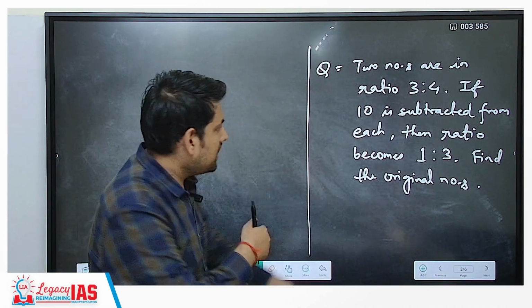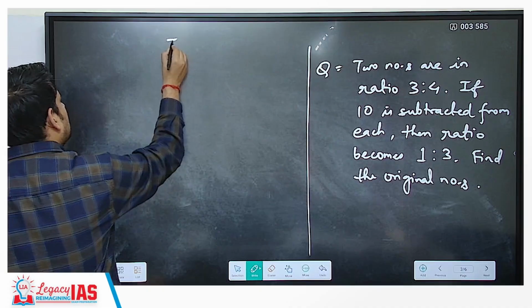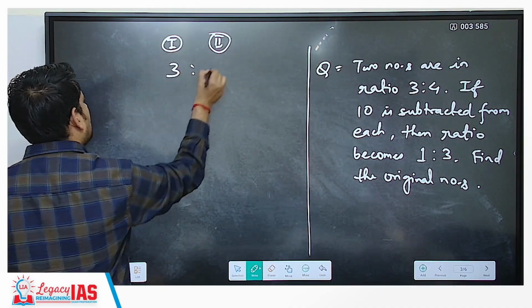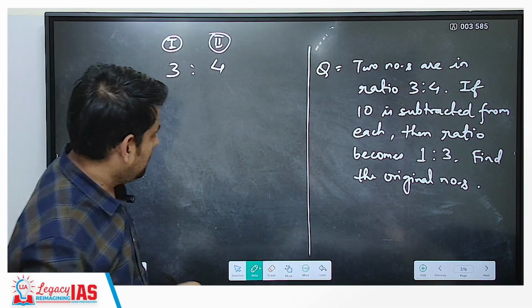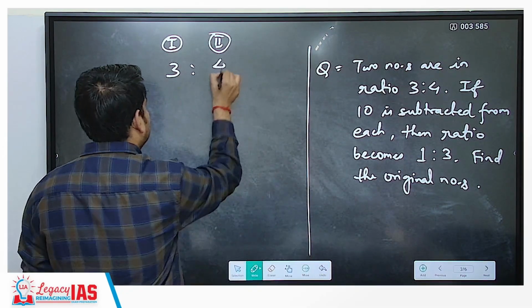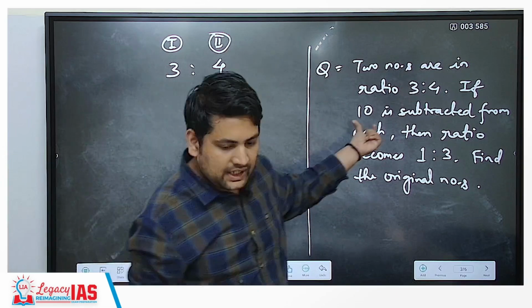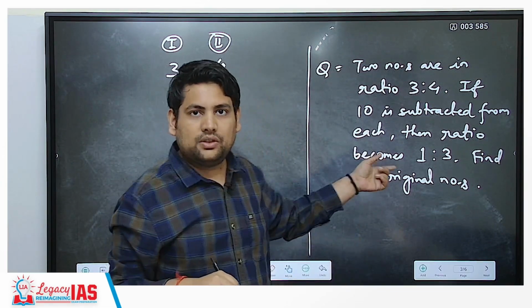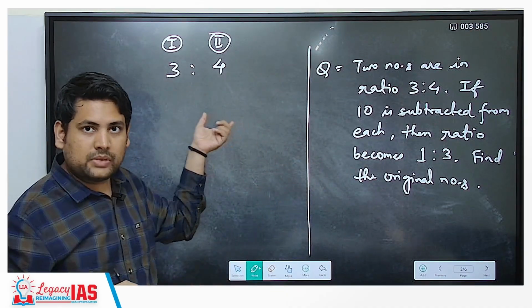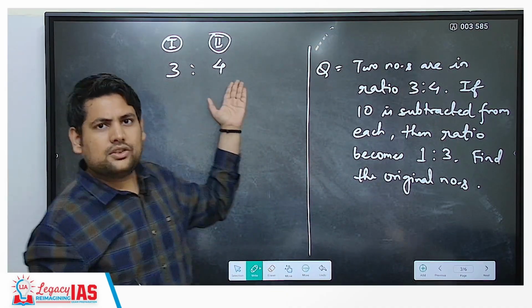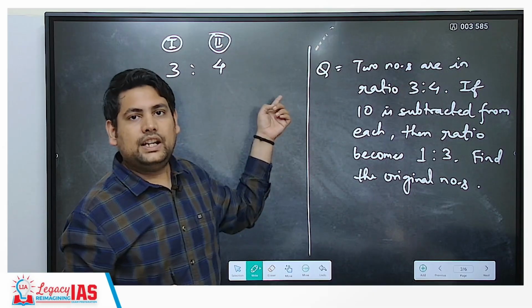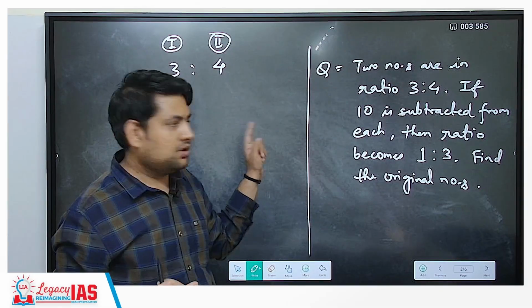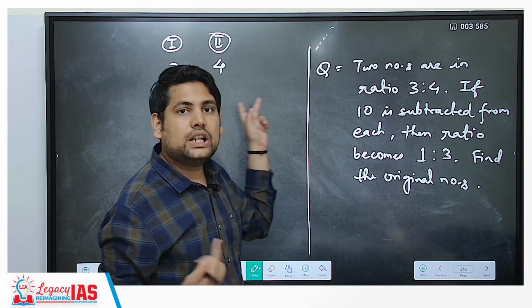Two numbers are in ratio 3:4. So let's say this is number 1, this is number 2. What is the original ratio? Original ratio is 3:4. Correct? Now it says 10 is subtracted from both of them. These are not the exact values, mind you. This is ratio. So 3:4, the numbers may be 6 and 8, the numbers may be 30 and 40, it does not matter. We just know that this is the ratio between the numbers.